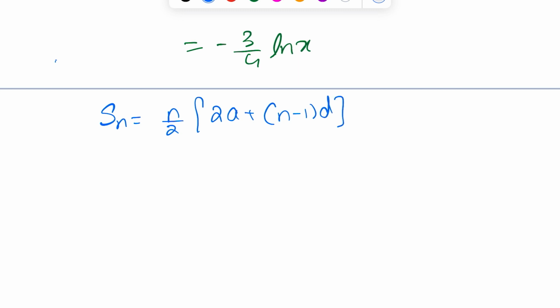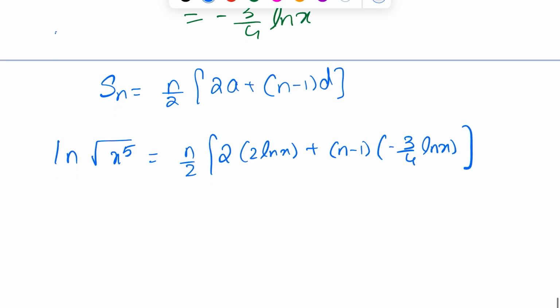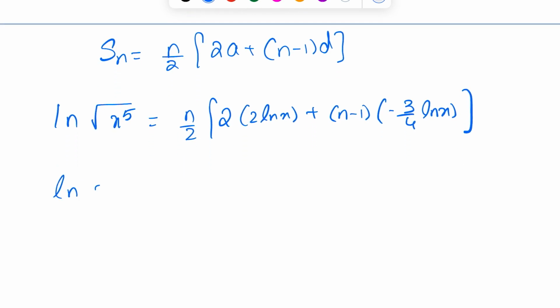This should be equal to ln square root of x to the power 5, which equals n upon 2 times (2a plus (n minus 1) times d). A is the first term, 2 ln x. The common difference is minus 3 upon 4 ln x. So careful simplification. This becomes ln x to the power of 5 by 2 equals n upon 2 times (4 ln x minus 3 upon 4 times (n minus 1) times ln x).